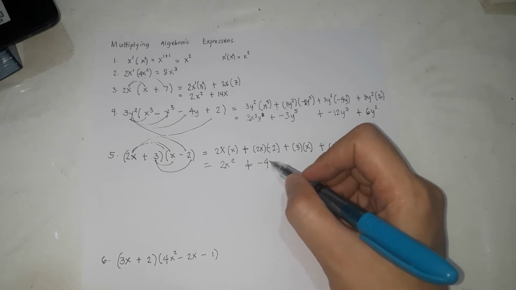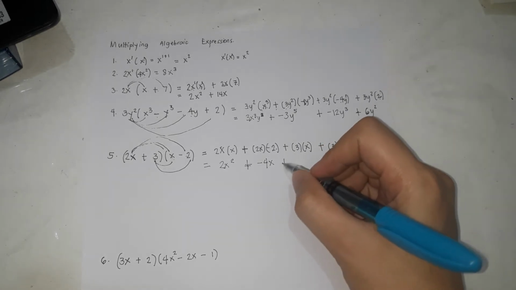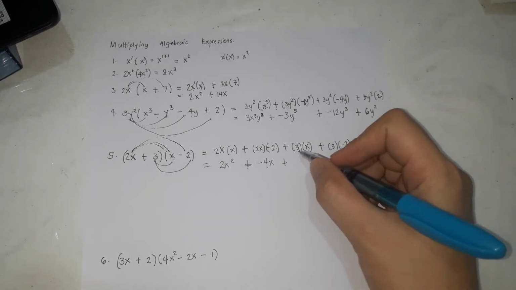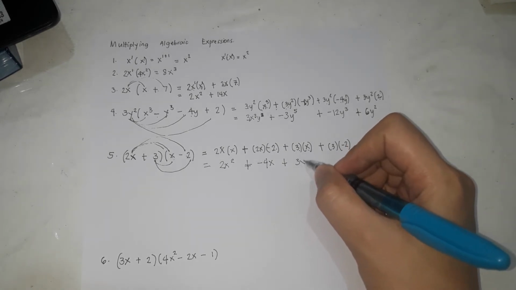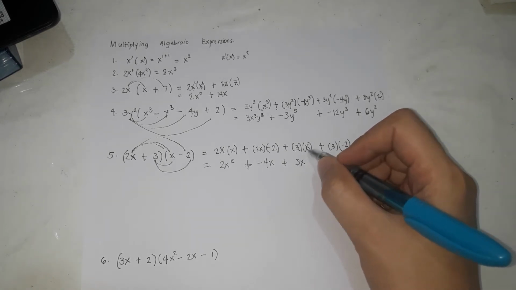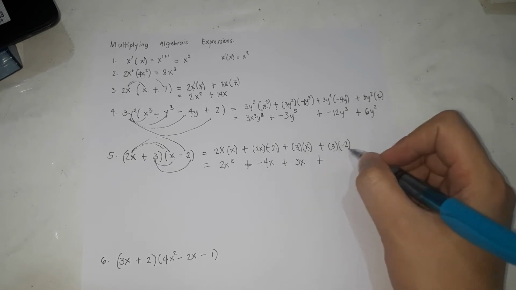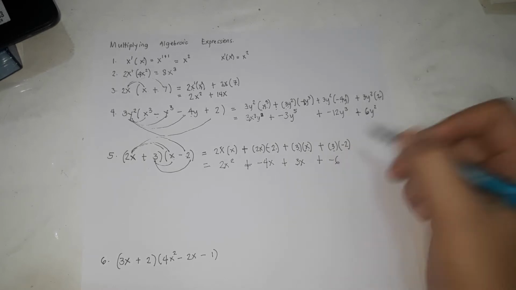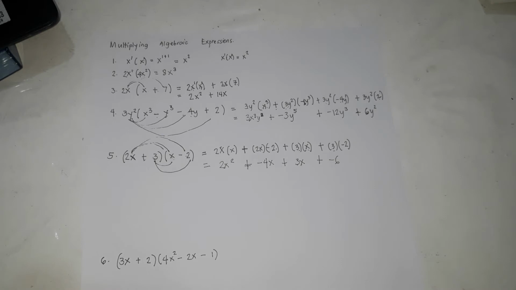Kasi walang x dito, so copy lang ang x. Plus 3 times x, so 3x. 3 times 1, 3, copy x. Plus 3 times negative 2, that's negative 6. As you could see, dito may gagawin pa tayo.